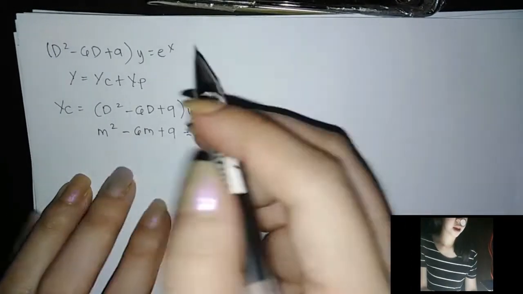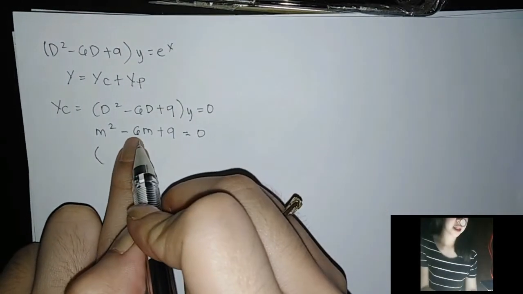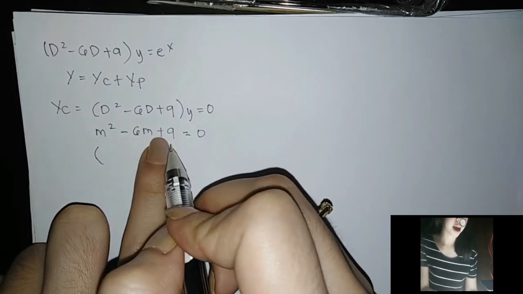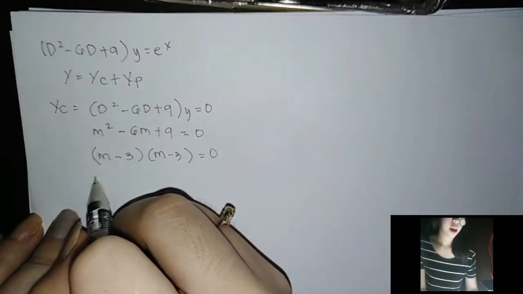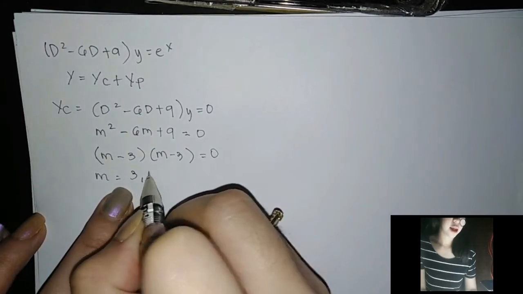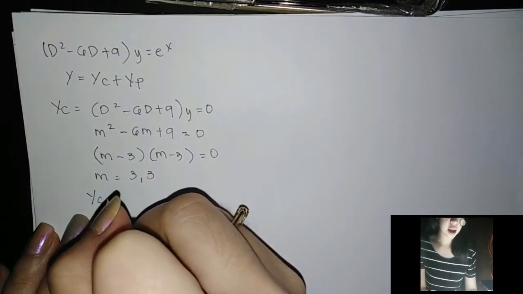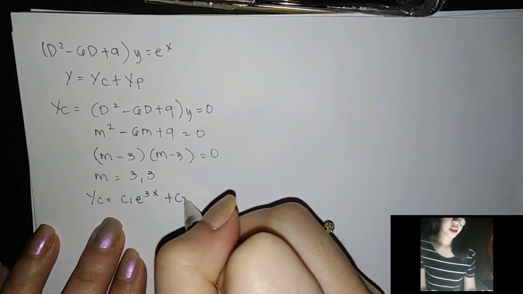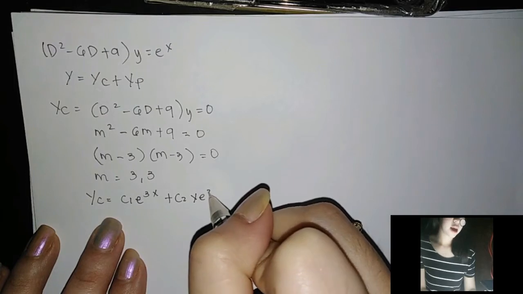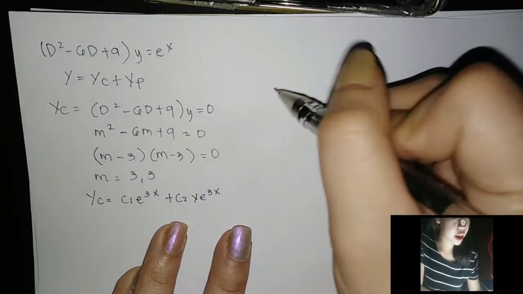So, ngayon, i-factor natin siya. Hahanap tayo ng numbers na kapag pinag-plus ay negative 6 at kapag minultiply ay positive 9. So, (m minus 3) squared. So, ang m natin ay 3 at 3. So, since repeated roots siya, ang magiging value ng yc natin ay c1 e raised to 3x plus c2 x e raised to 3x. So, meron na tayong yc. Ngayon, hanapin naman natin yung value ng yp.